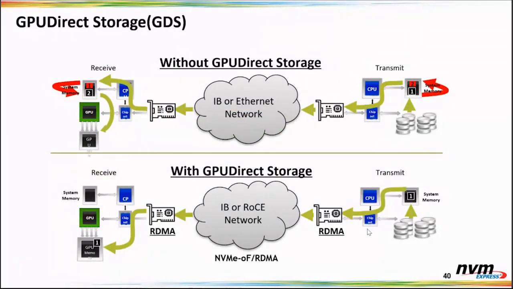And here is the last application I'm going to go into a little bit more depth on. It's something called GPU Direct Storage that I mentioned earlier. If you look at the top of the slide, before GPU Direct Storage came along, the network storage data path for GPUs worked like the top of the slide.